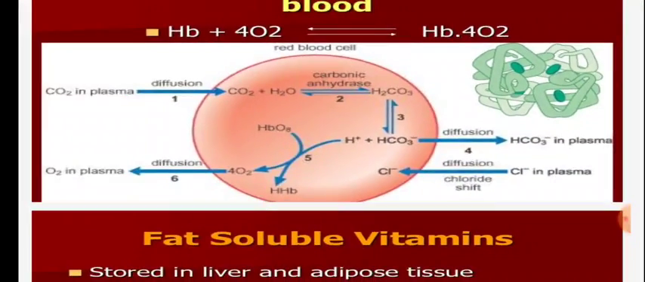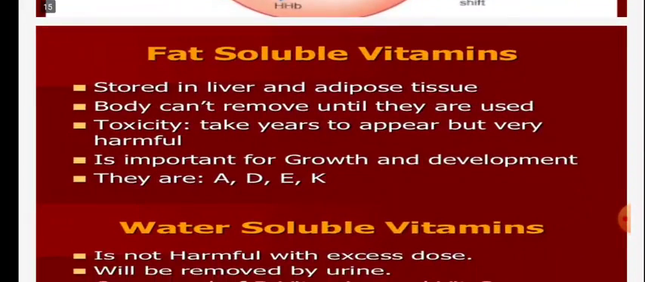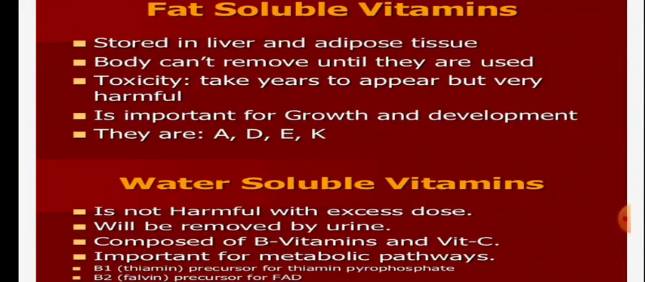Fat soluble vitamins are stored in the liver and adipose tissue. The body can't remove them until they are used, and toxicity takes years to appear but is very harmful. They are important for growth and development, and they are A, D, E, K, right?